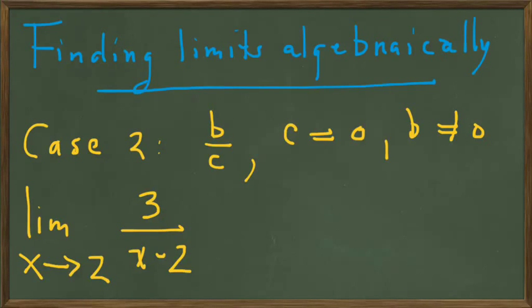Alright, so we're looking at case 2 of finding limits algebraically. We've plugged our x value a into our function, and we get a 0 in the denominator, but a non-zero number in the numerator. And so here would be an example of a limit of that type.